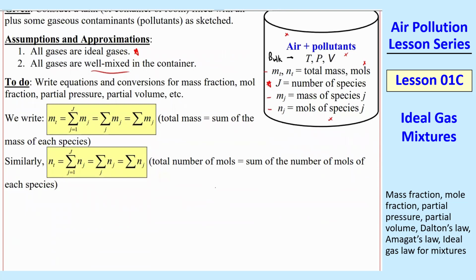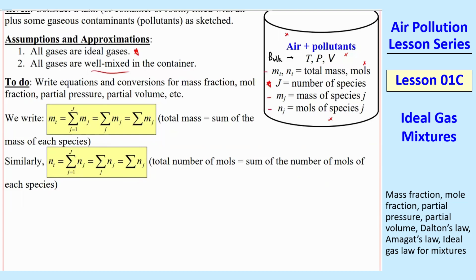First, we write the total mass, and I show three different ways to write this. To be mathematically correct, it's the sum over j equal 1 to capital J of m_j. Remember, capital J is the total number and little j is the index. So m_t is this. We can be a little bit lazy and just put a j, knowing that we are just summing over j for however many j's there are. Or we can get real lazy and just do this, which also implies we're summing over j. I'll do all three of these depending on my mood. And then similarly, you can do the same thing with the total number of moles.